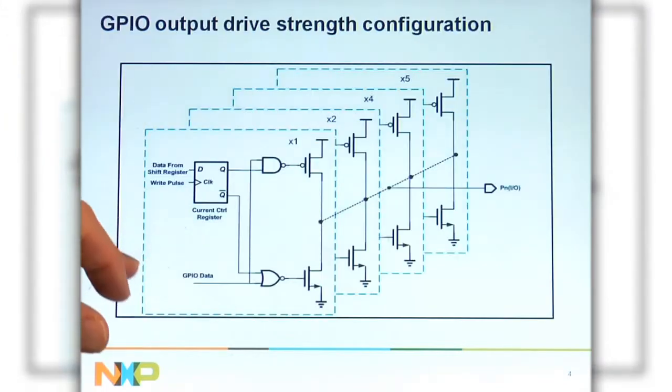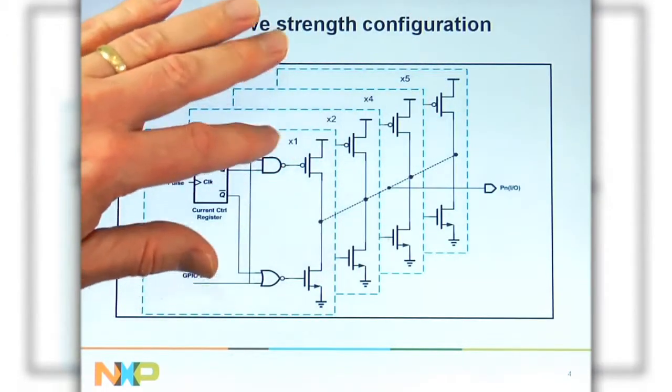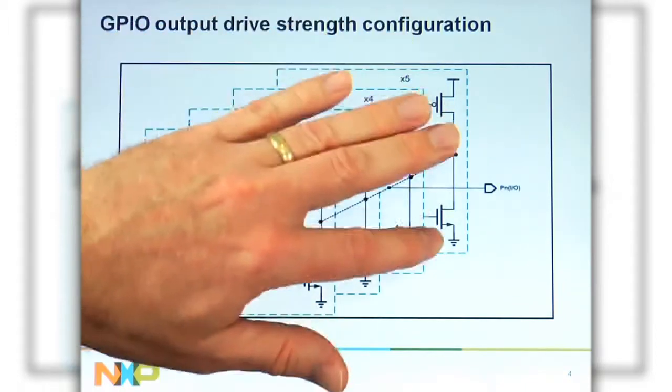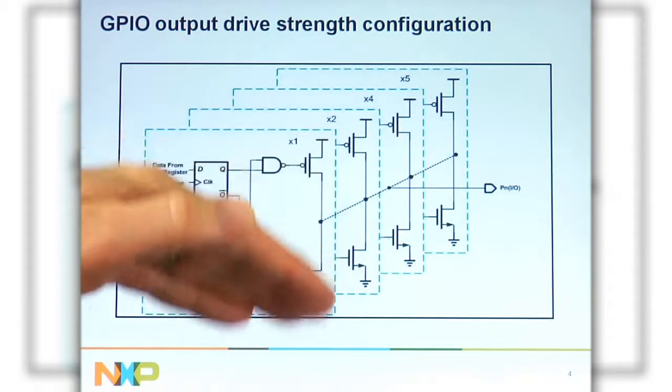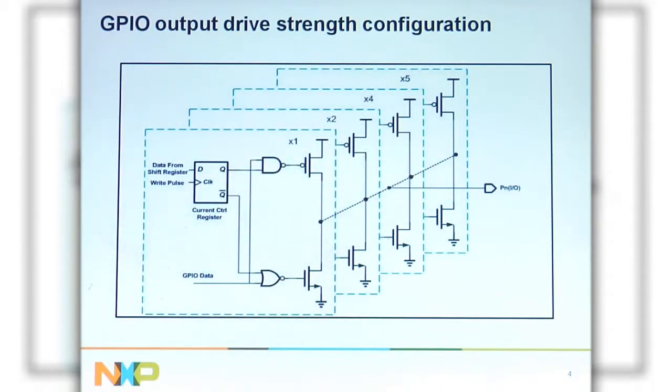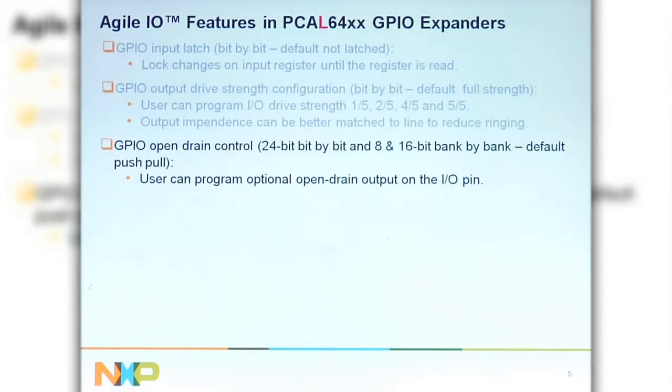The second one is that we're going to have something to be able to change the strength of the output. And we're going to have 4 different stages, by 1, by 2, by 4, by 5. So the max would be having all 4 on at the same time. And this allows you to adjust the output to match the impedance of the line to reduce the amount of ringing within the device.